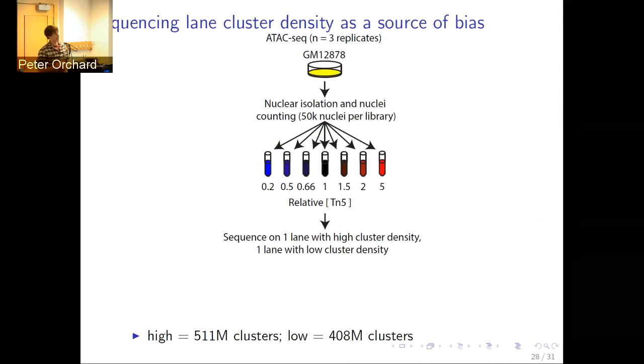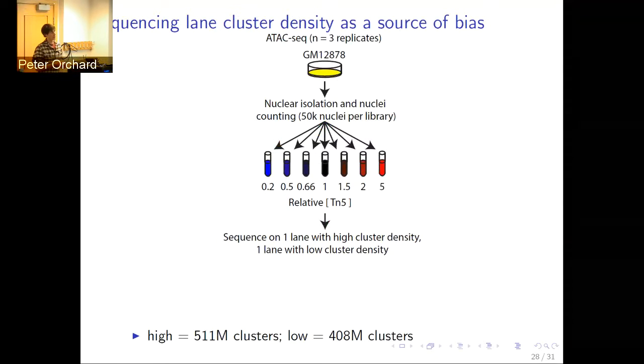So we did a second experiment for this. This was very much like the first experiment, actually. But the important point here is that we created 21 libraries, and we sequenced the same exact libraries twice on 2 different sequencing runs. On one sequencing run, we loaded the DNA at a higher concentration, so we got like 500 million of those little clusters.